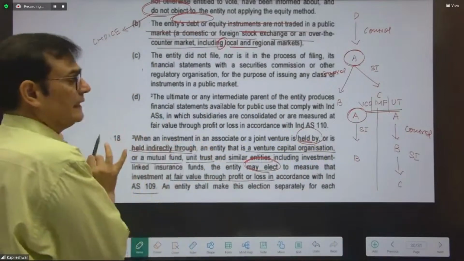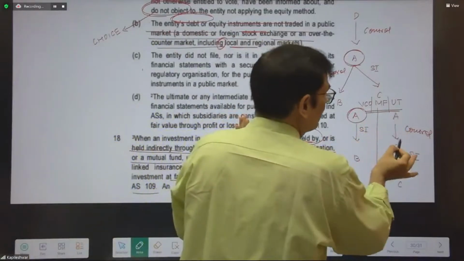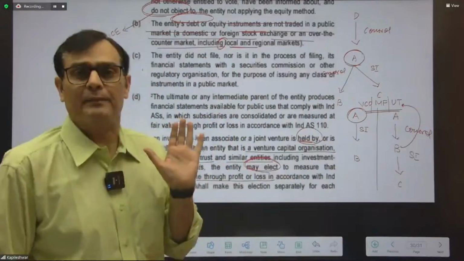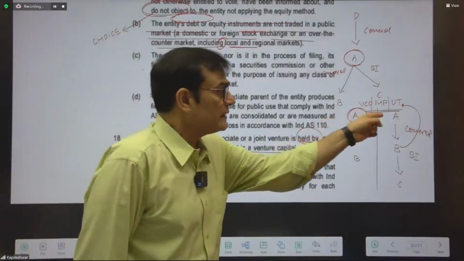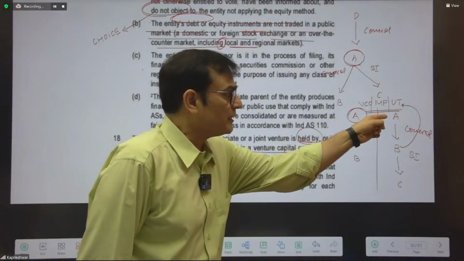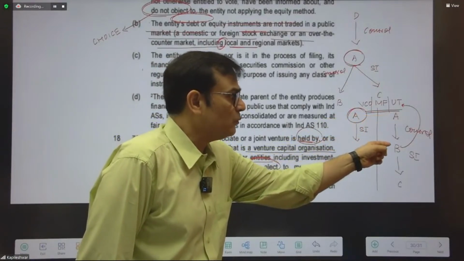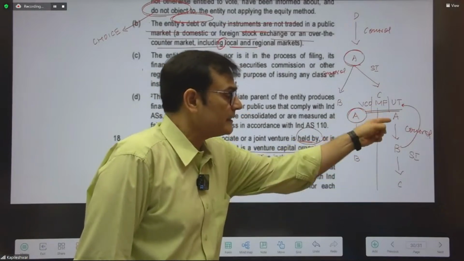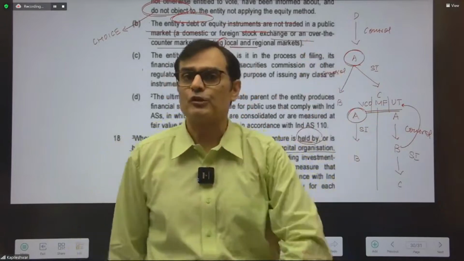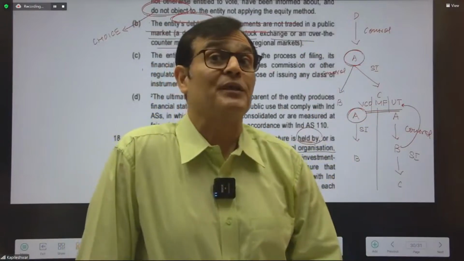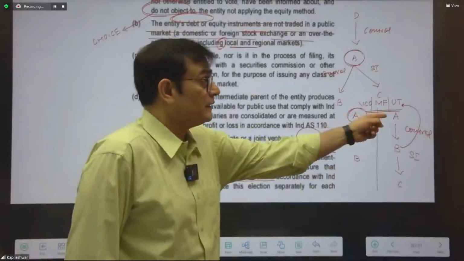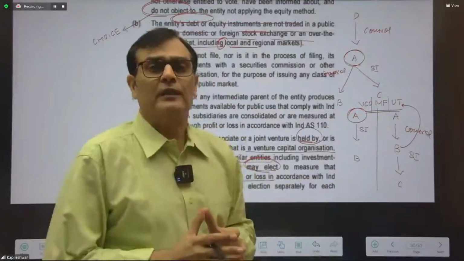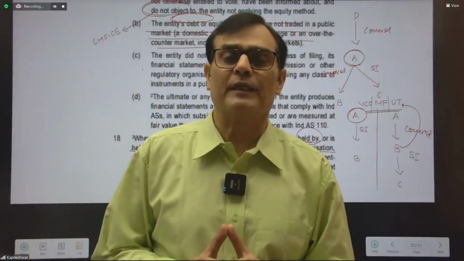And then even if it is indirectly, so let's say, for example, A has got a control over B, and in this case, B is supposed to be a VCO, MF, and UT. So in this case, A is not a mutual fund, a venture capital, but its subsidiary is a venture capitalist organization, and A indirectly through B, that is a subsidiary, has got a significant influence over C. Then also A gets a choice. A gets a choice, either he would consolidate C using equity method, or in this particular case, he can choose to apply Ind AS 109.